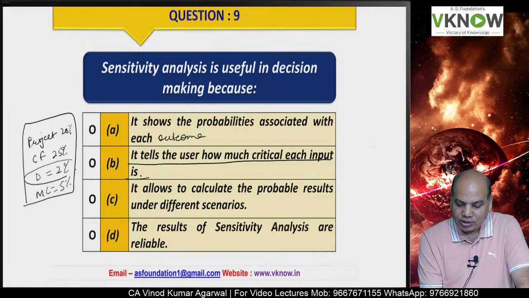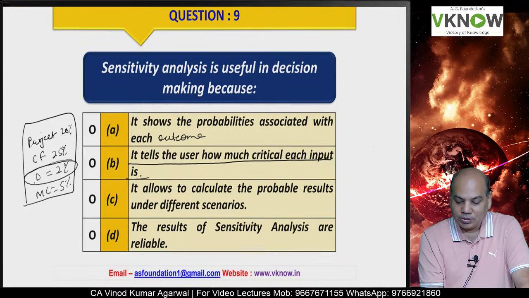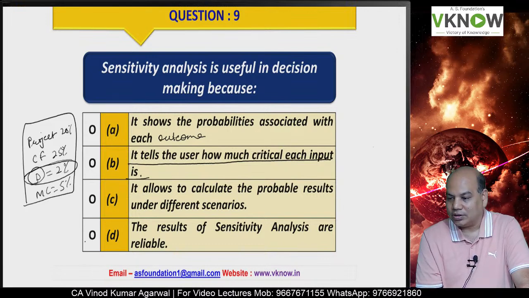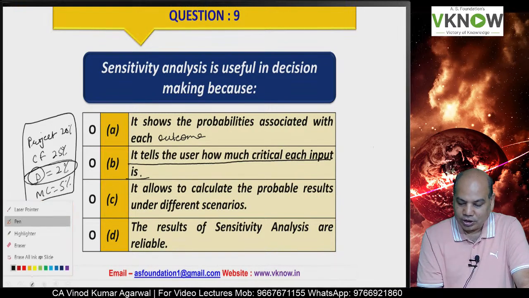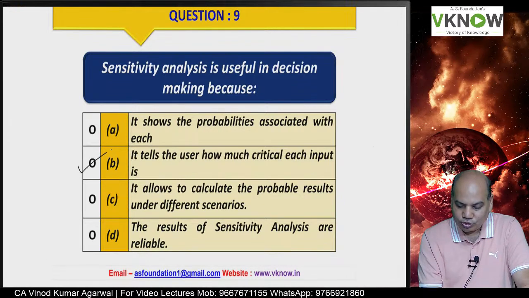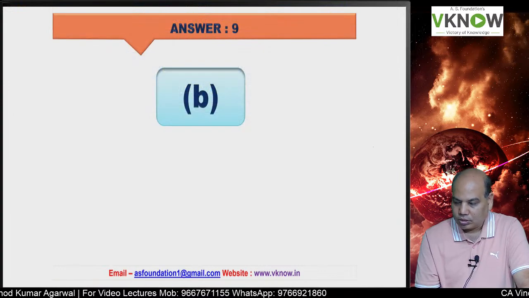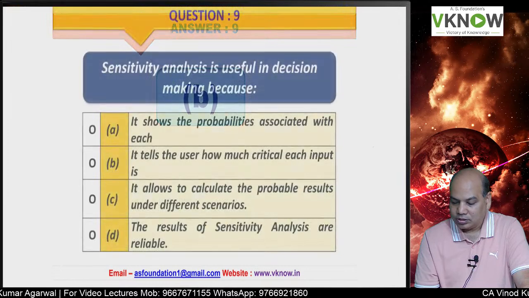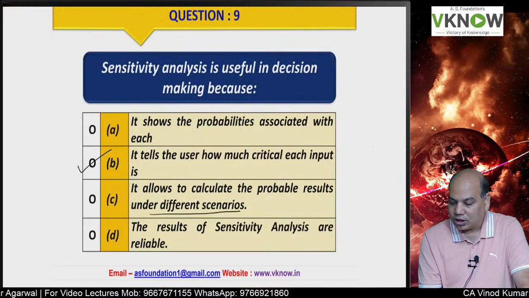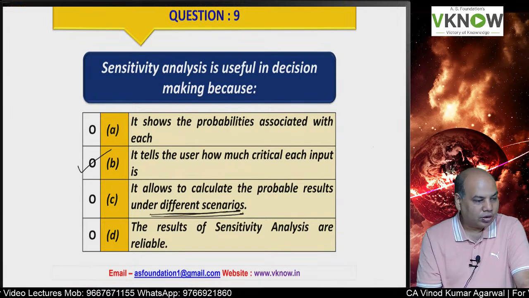For example, if the sensitivity analysis gives you 2% only, it means discount rate is very critical. Change in discount rate even by 2% can affect the project. So you will tick mark B. B is the right answer. This is the scenario analysis. This option is for scenario analysis. A and D are totally wrong.